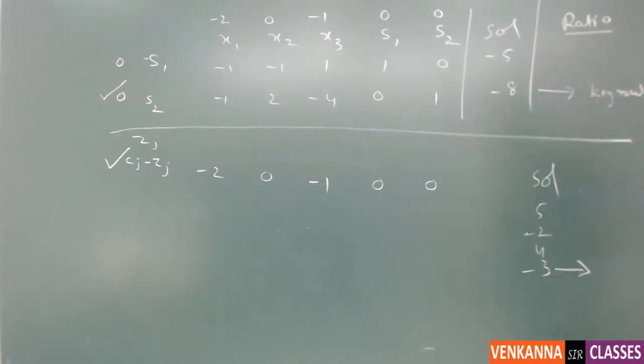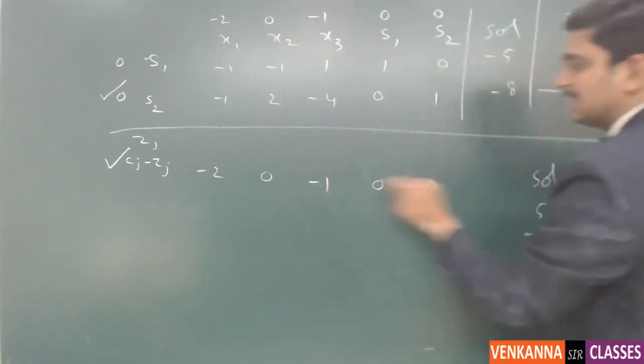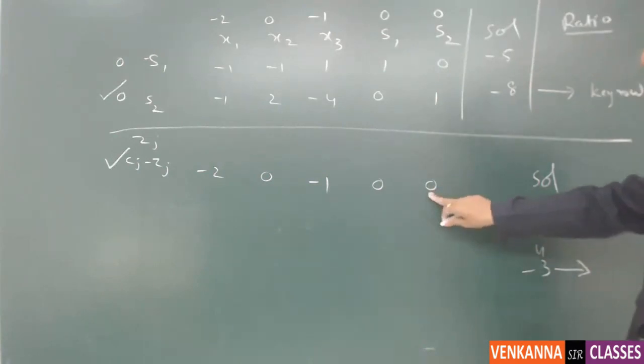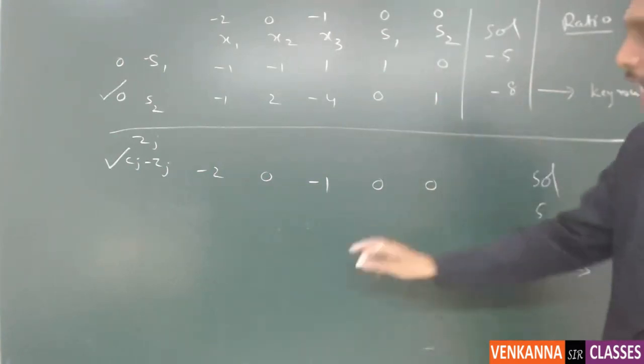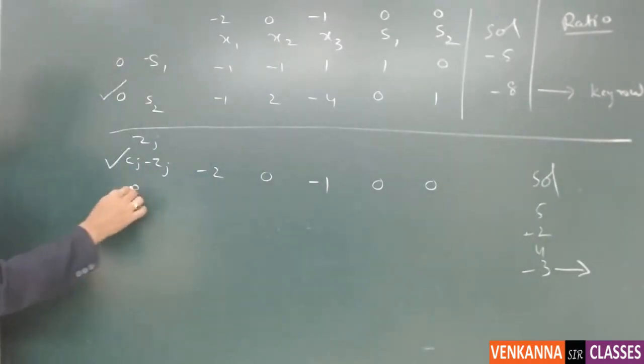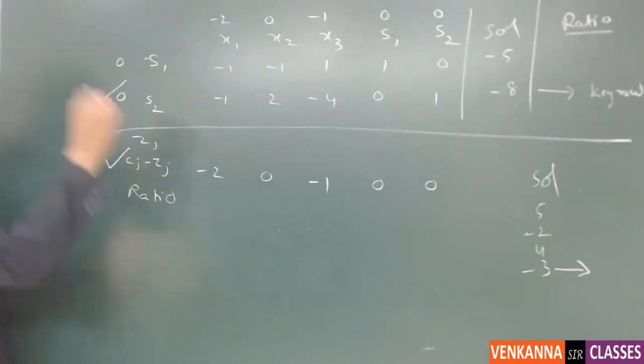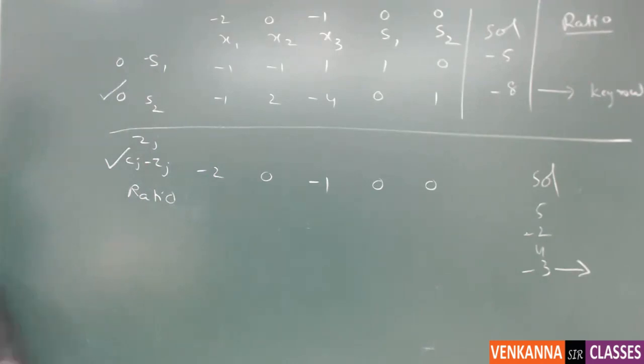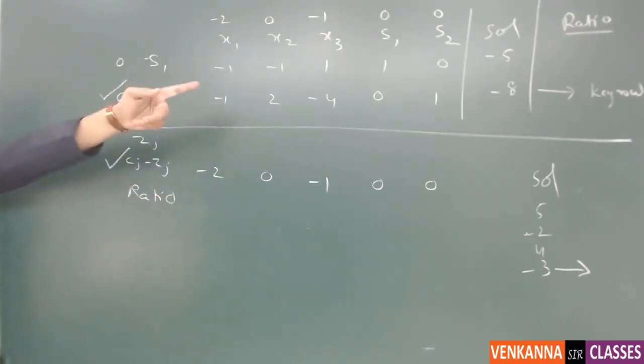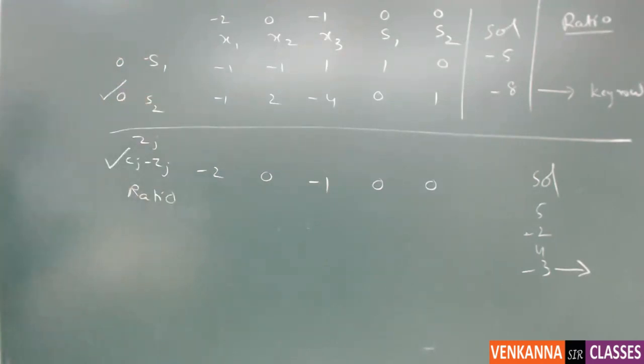To select the pivot element, after calculating Cj minus Zj, you divide this with the key row and the ratio will appear here. So we calculate the ratio here. There you calculate the vertical ratio; here you calculate the row ratio. That is the column ratio, that is the row ratio. There is the difference. Does it make sense?